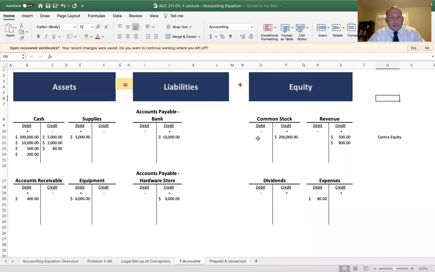All right, and now let's say that the company owner wants to take $400 of cash out of the business. So we credit cash $400, and then we would debit our dividends for $400. The dividends account is also a contra equity account.